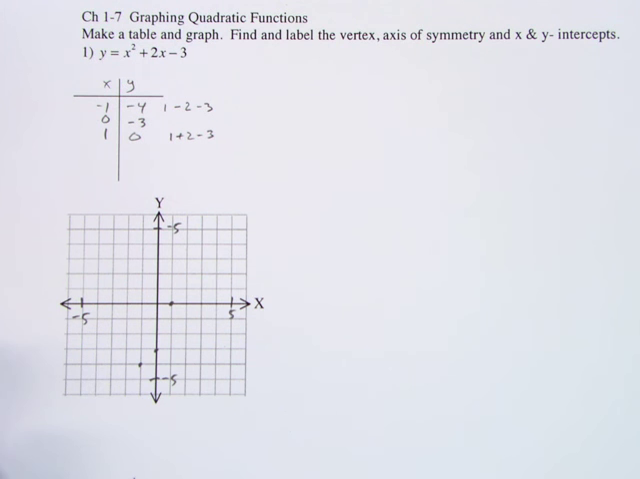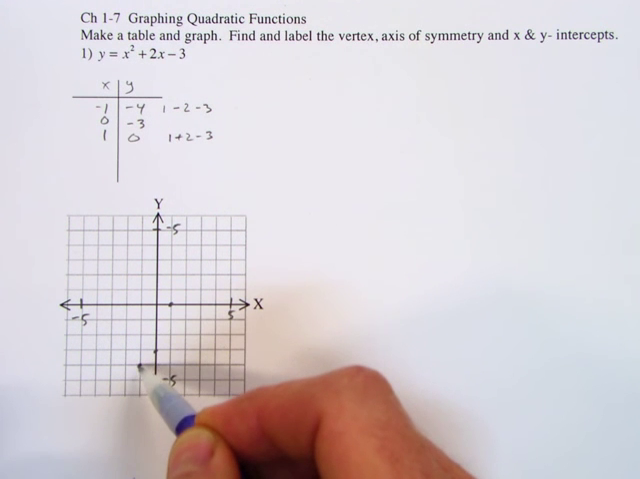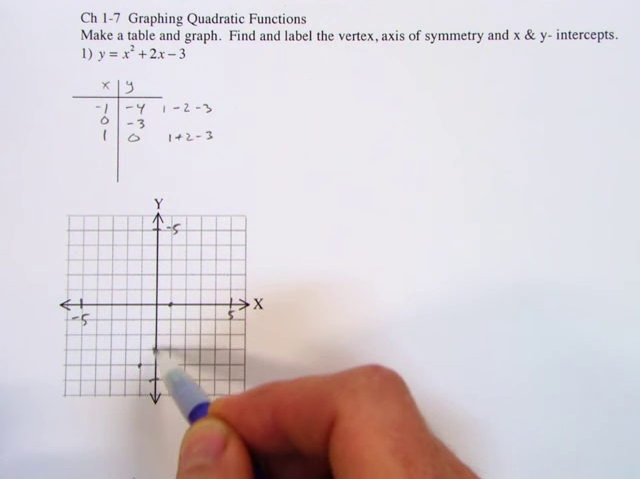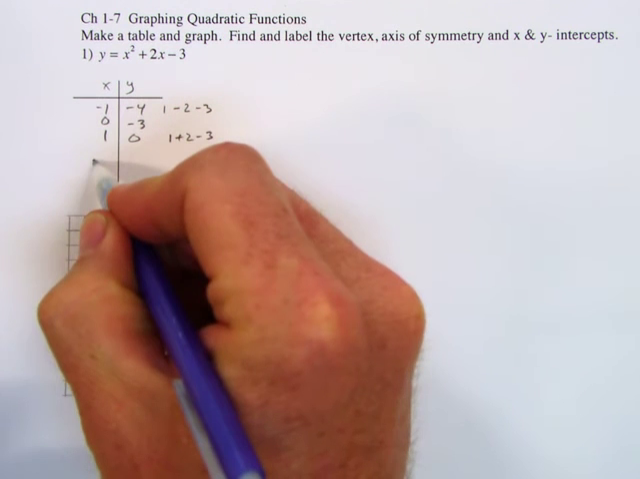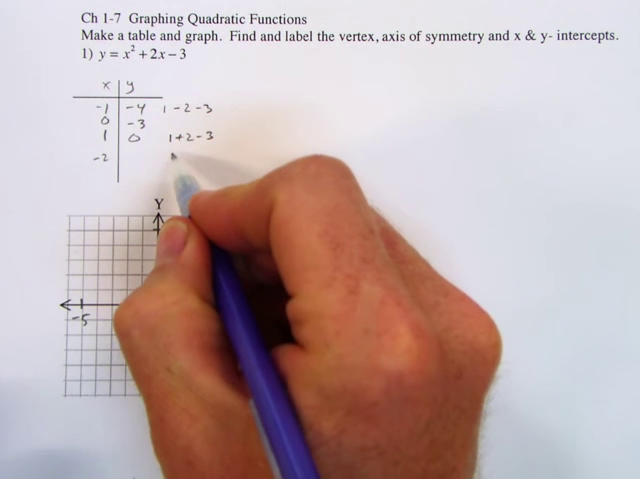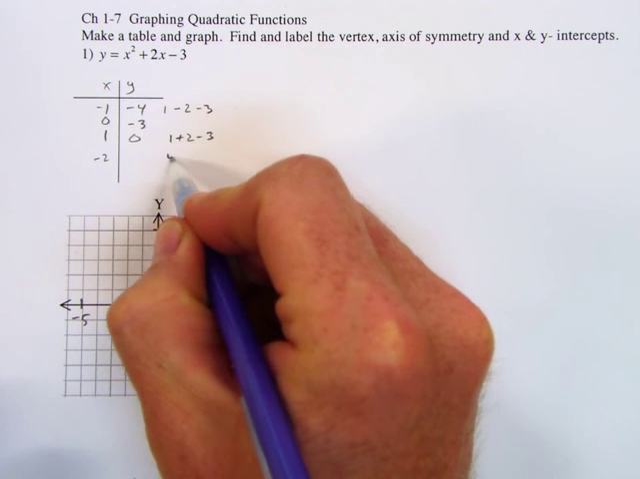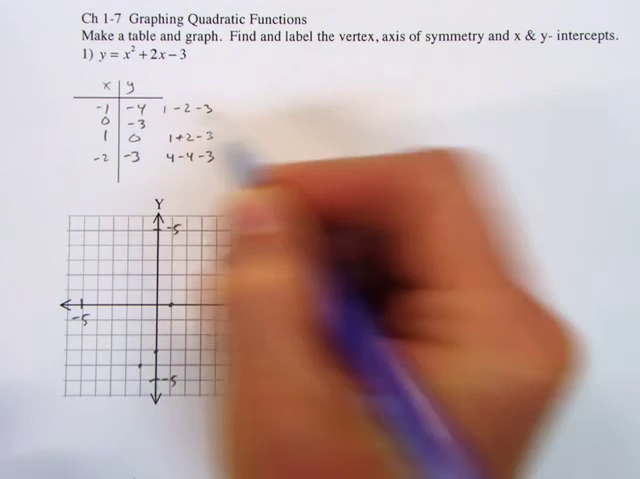Look at those points. What's happening to them? Do you see how they're getting closer together as we're going towards the left? That would indicate that we're getting closer to the vertex. So let's plug in some more negative numbers. Negative 2, and that'd be 4 minus 3, so we get negative 3.